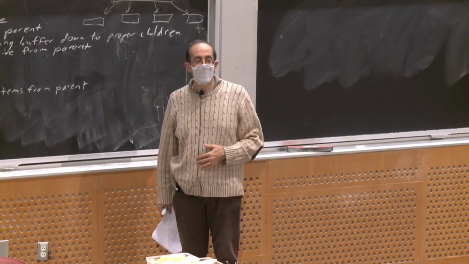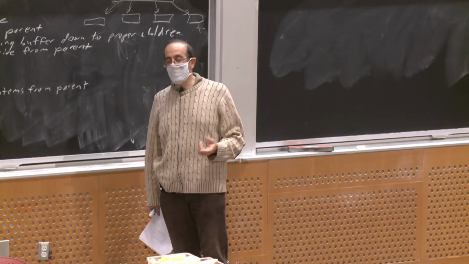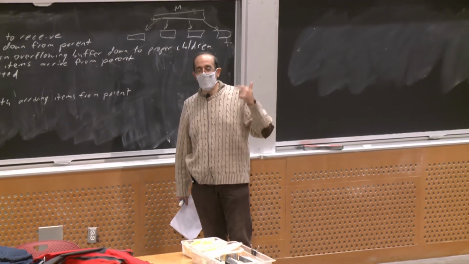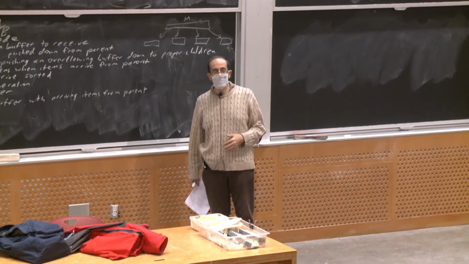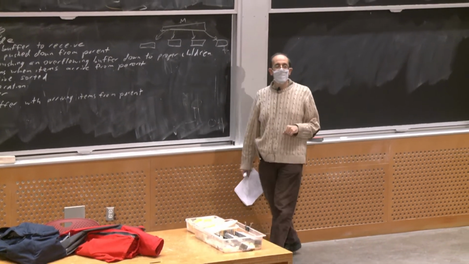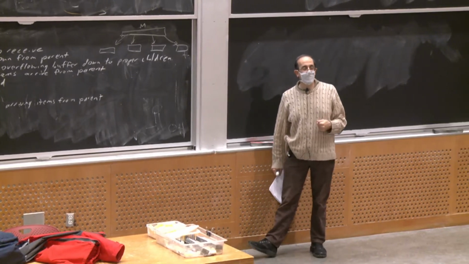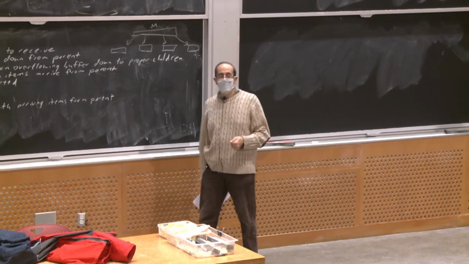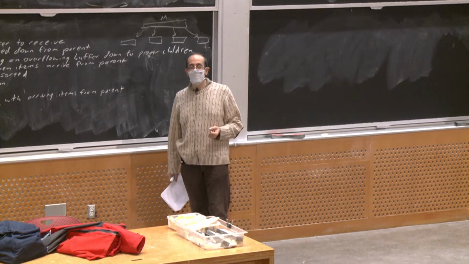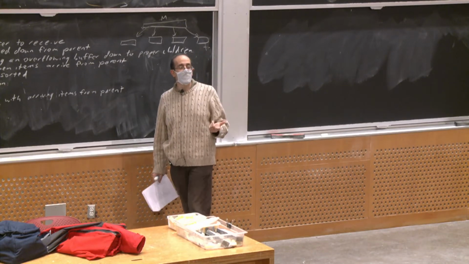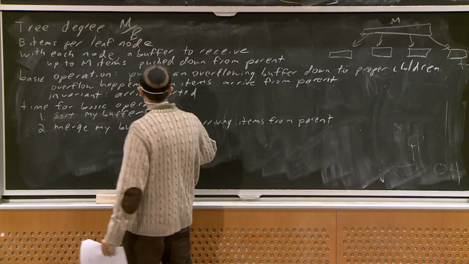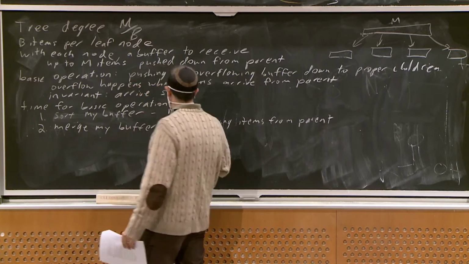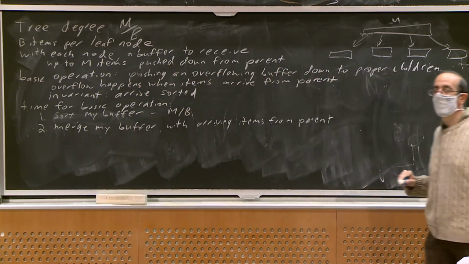Yeah? 0. Well, it's not 0 because I have to get them, right? I have to do the sorting in memory, and all these buffers are stored on disk. So before I can sort them, I have to read them, right? Yeah, and so all I have to do is read them, right? So sorting my buffer costs me m over b. Okay?